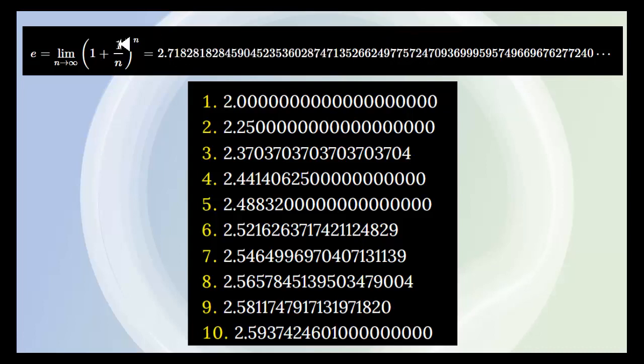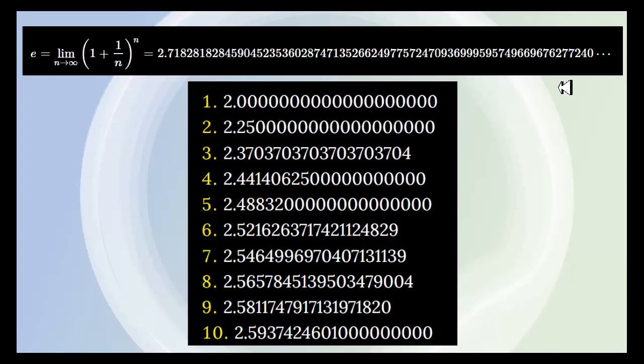And so if you plug in 1 for n, you get the output 2. If you plug in 2 for n, you get the output 2.25. If you plug in 3, you get this. 4, you get this. 5, you get this. And you can see that this number is getting just a tiny bit bigger and bigger and bigger every time. If you put in a gazillion in here, you're going to get probably all these digits here. And so it's getting closer and closer. That's why it's called a limit. The bigger this number is, the closer you are to this limit of this number, this irrational number, which is special.